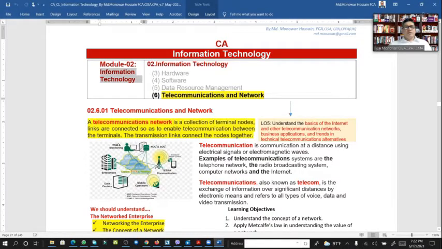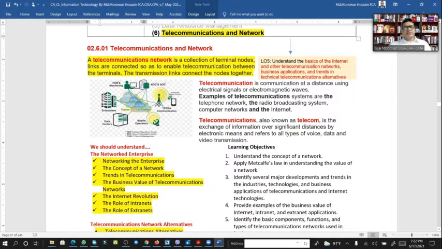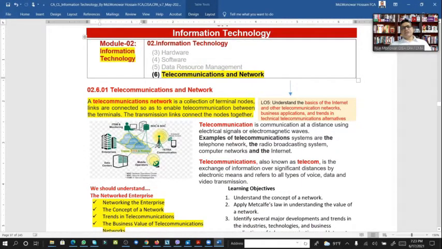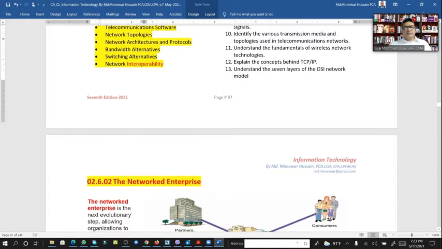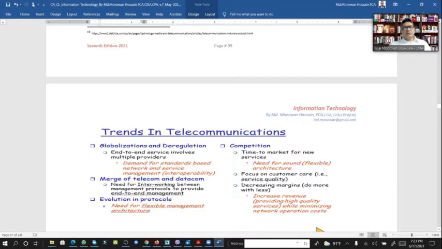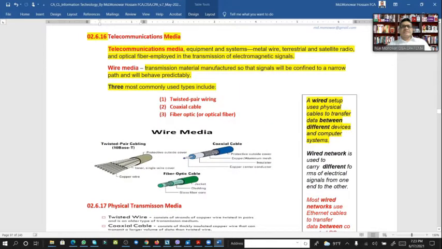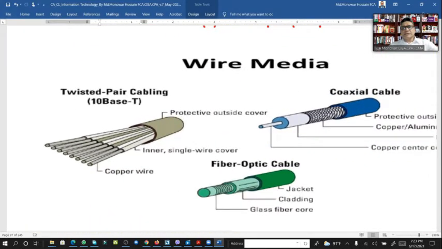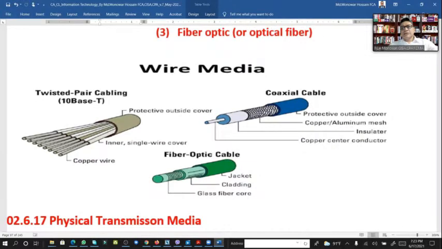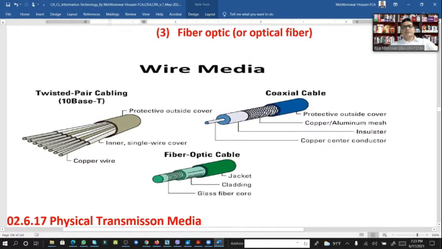We are in module 2, in the last topic, telecommunication networks. In our last class, we discussed the telecommunication network, the part in yellow color. Here we have seen telecommunication media, that means wire media: twisted pair wire, coaxial wire, and fiber optics. At this point we are very much using fiber optical cable.